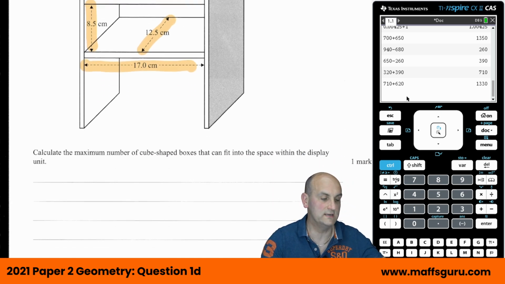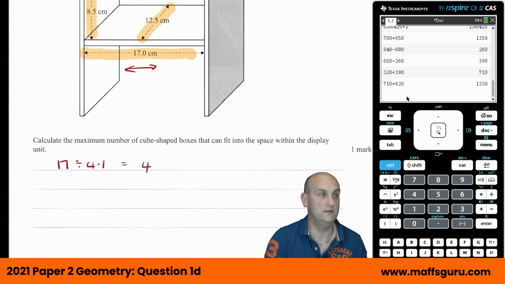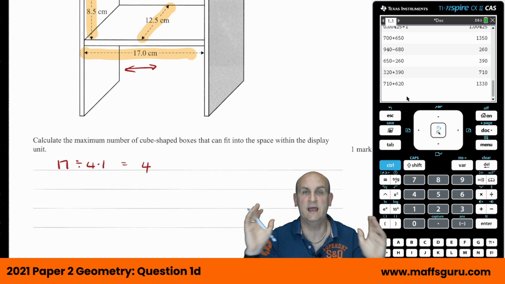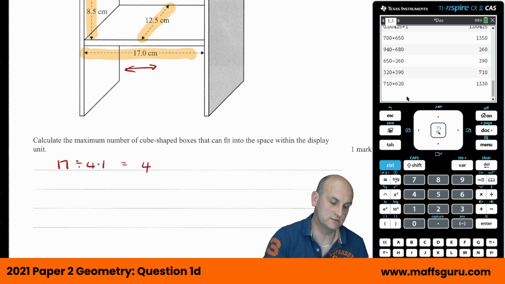So when I worked this question out, okay, I've got 17 centimeters, dealing with the horizontal first, 17 centimeters divided by 4.1, gave me roughly 4. It gave me more than 4, but I had to round down because I'm not going to be able to round up to get that extra squidge of a box in. So that gave me 4 boxes across.